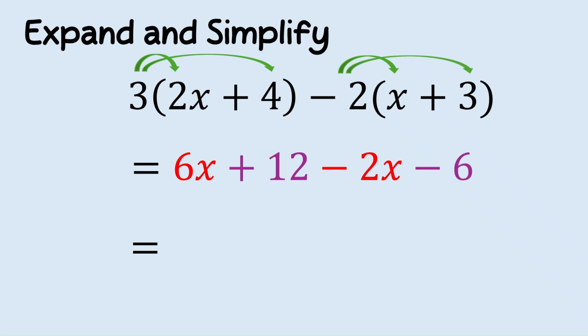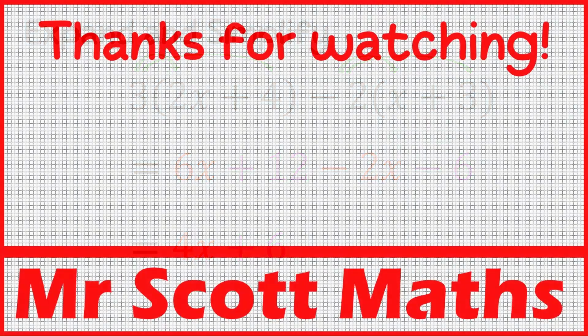Now we look to collect our like terms. Our x terms are 6x and negative 2x. 6 minus 2 is 4, so that makes 4x. Then our number terms are positive 12 and negative 6. 12 minus 6 is 6, so we end up with 4x plus 6.